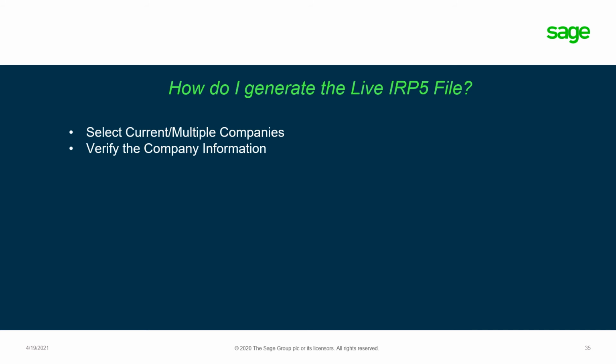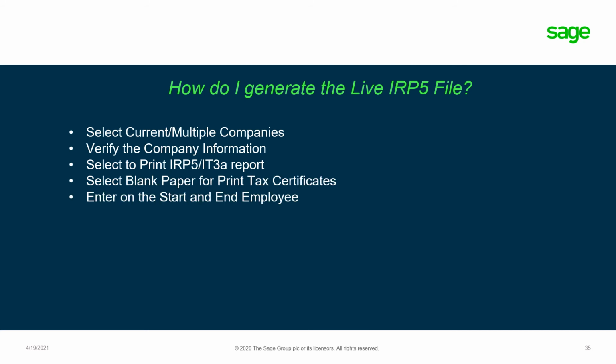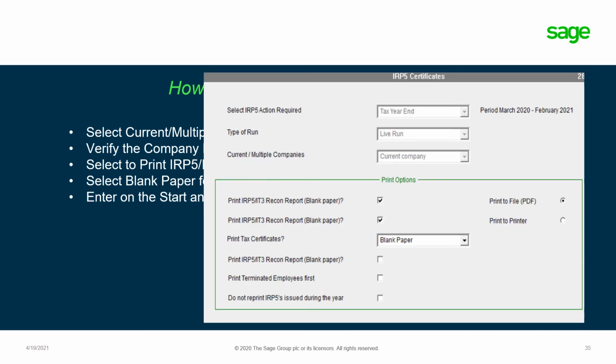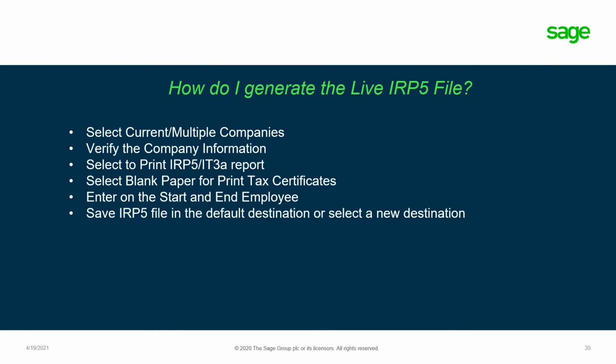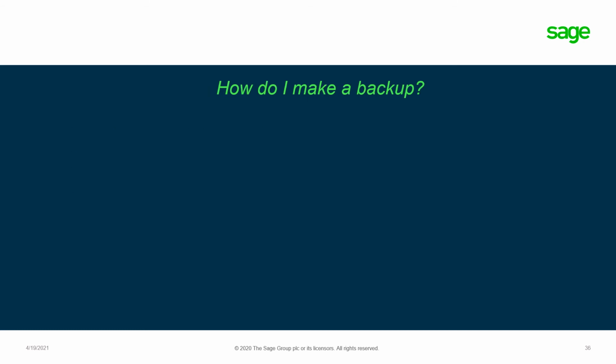Verify the company information. Select to print IRP5 IT3A reports. This will include the summary and the recon report. Select blank paper for print tax certificates. Enter the start and end employee. Save the IRP file in your default destination or select a new destination.